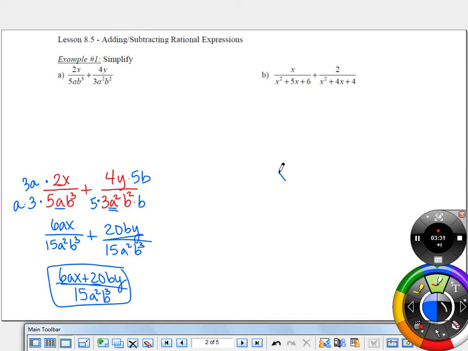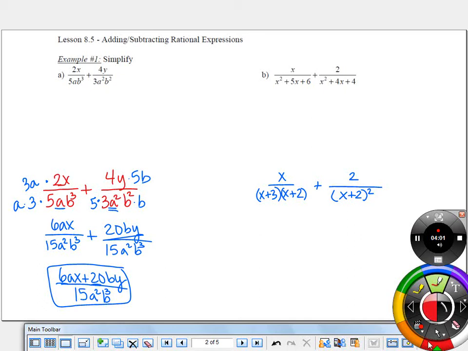So when we start part B, the difference between part A and part B is that our denominators aren't already factors. Notice in part A, the 5, the a, the b, the 3, the a, the b, they're all multiplying each other, whereas here the terms are being added. So we want to write them as factors, things that are multiplying together. Try and write them in their factored form. So here's what we get when we factor.